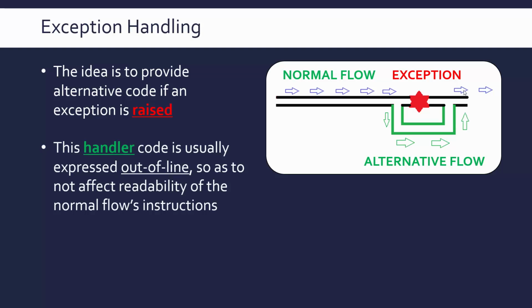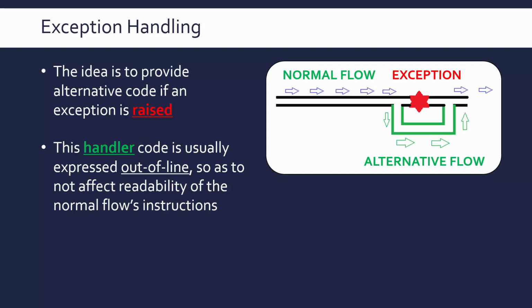Now, this code is called a handler. So the handler code is usually separate to your normal part of your program. So we can say it's expressed out of line. So not immediately in the same area as your normal code, you jump to it when you have an exception. Now, the reason why we try and separate it is to try and, well, not affect the readability of your normal part of your program. Readability is how easily you can understand the code. And if you've got loads of error detection code within your normal code, that can get a little bit cluttered and hard to understand. So we try and separate it as much as we can.